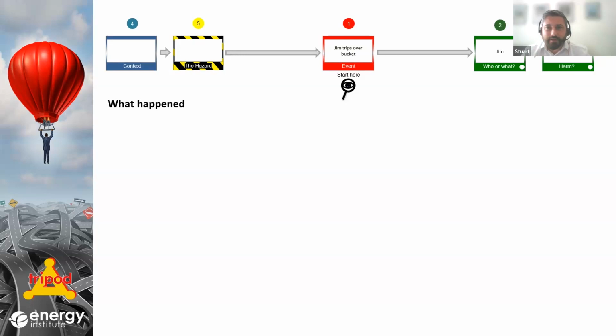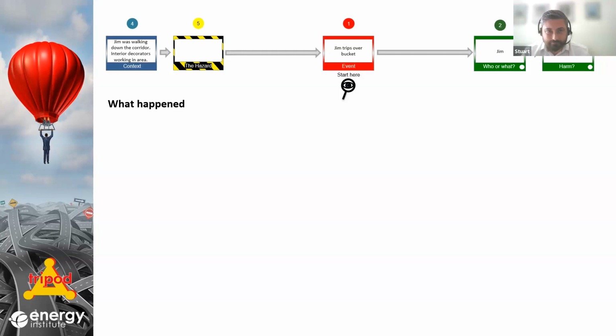Moving to the left side of the diagram, we look at the context. The context is almost a hint of what was going on before the incident happened. It could have been an earlier incident that escalated into Jim tripping over the bucket, or it could be a description of the task that was going on. In this example, I'm just going to put Jim was walking down the corridor. Interior decorators were working in the area. So we've got a sense that there was some other work going on in the vicinity.